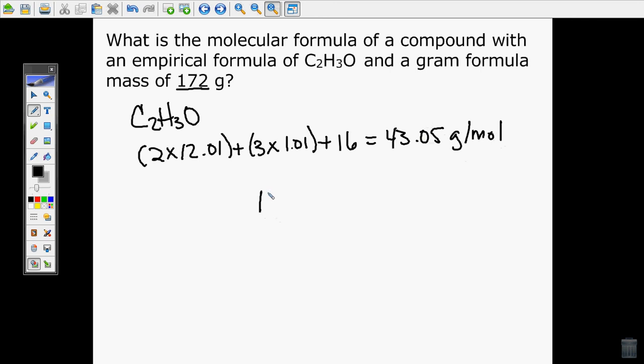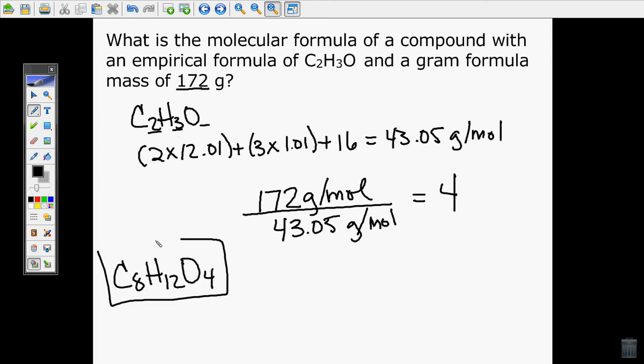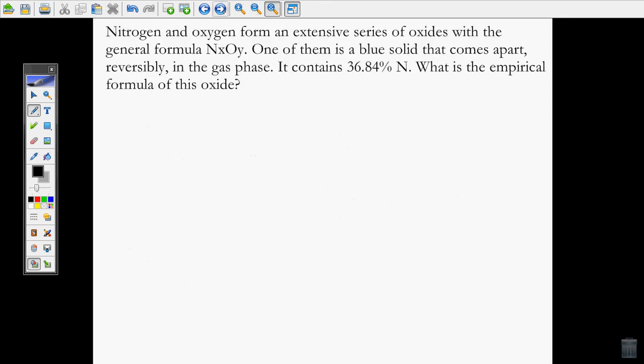Okay, so I'm going to take the molar mass of my molecular formula and divide it by my empirical formula molar mass, and I get about 4. And so I'm going to multiply all my subscripts by 4. So I get C8H12O4. This is my molecular formula.